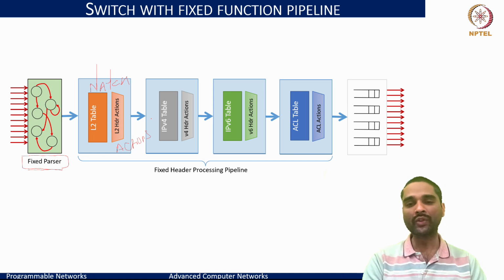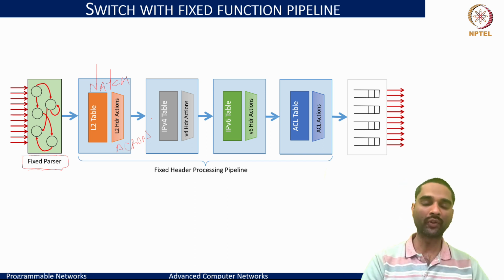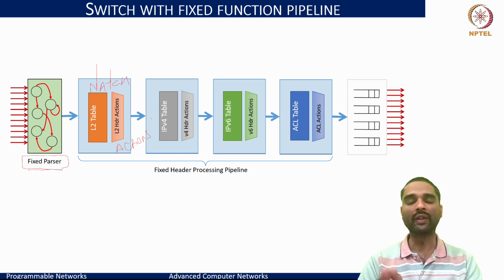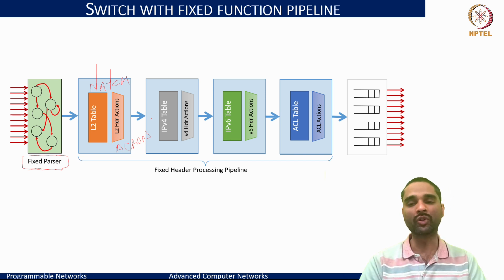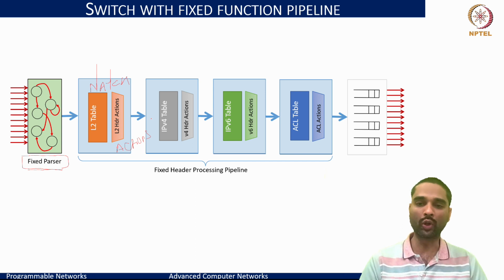And likewise, it could be IPv6 tables where you would want to look up the IPv6 entries and then take corresponding actions. And these are what we call the fixed header processing pipelines. And then you would have the access control tables which would say whether you should permit particular kinds of flows, or flows with particular kinds of rules, to be allowed to be processed or to be dropped.